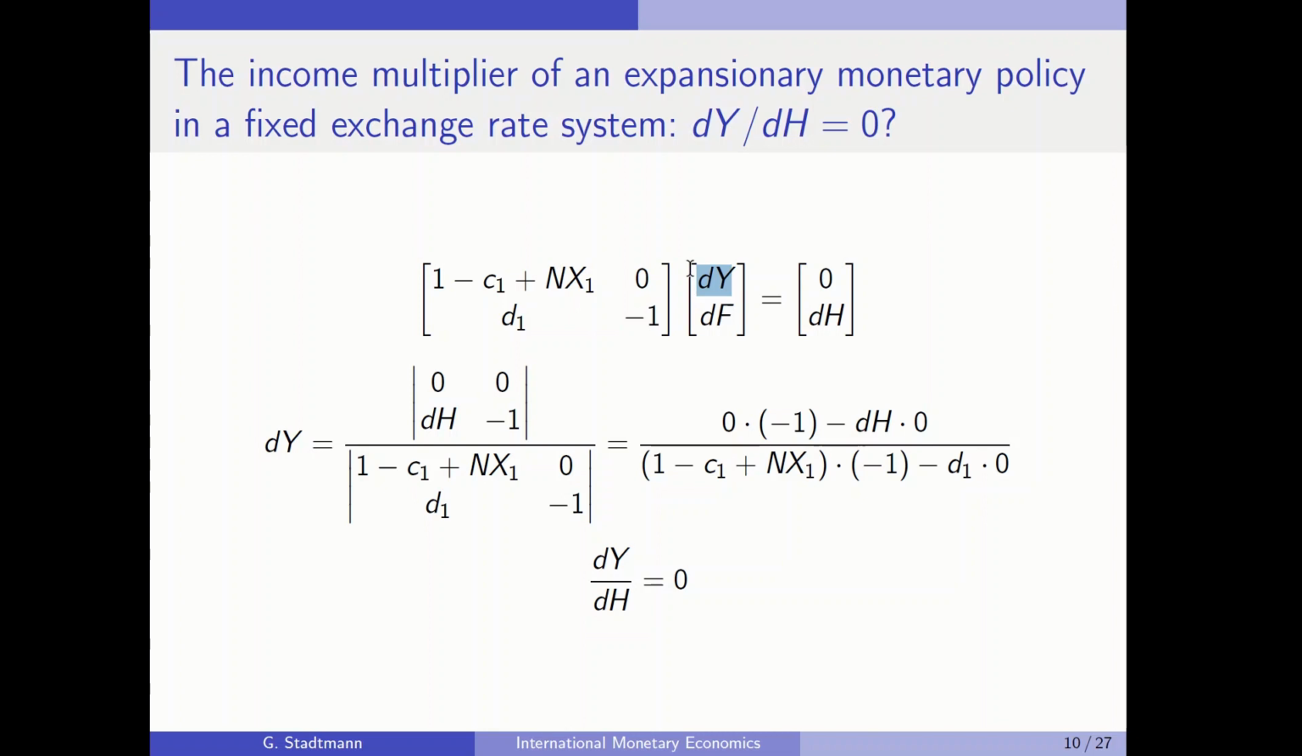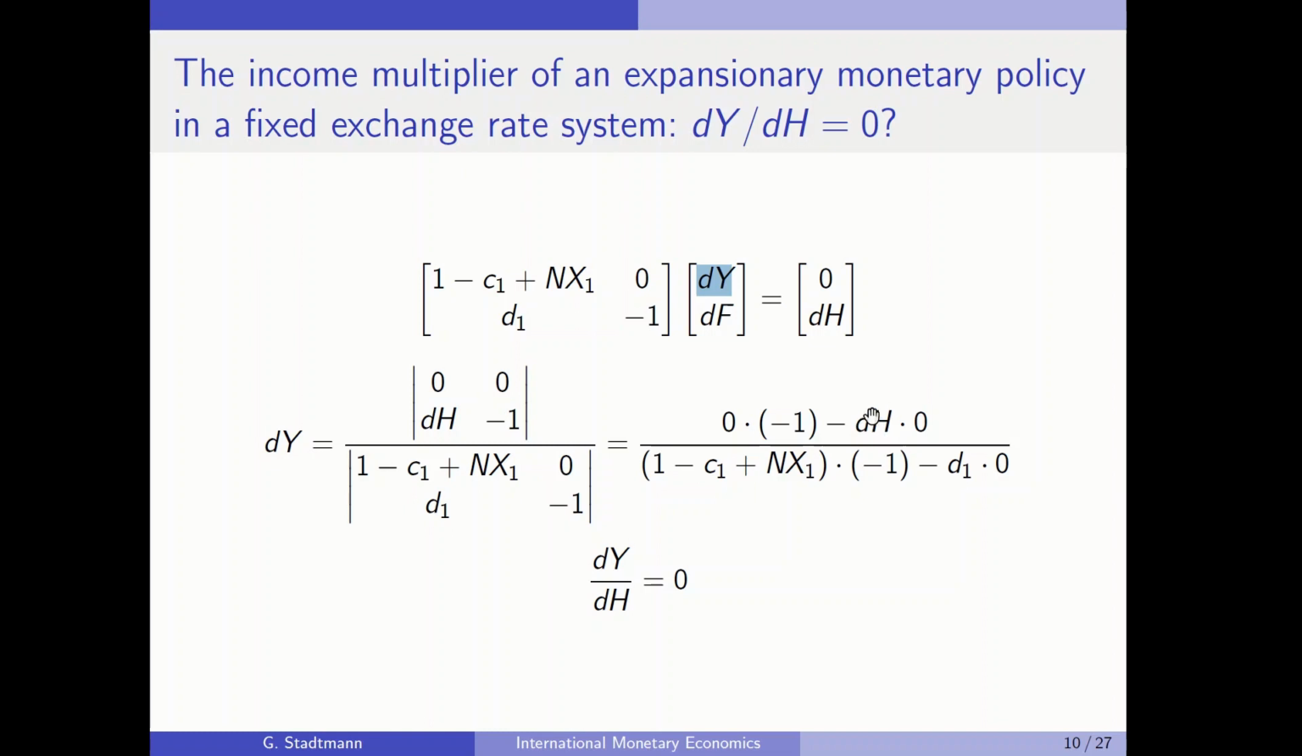The y variable is located on the first position. Therefore, Cramer's rule tells you to take the solution vector and insert this element in the first position of the coefficient matrix. Then we have to compute the determinant of the changed coefficient matrix and divide it by the determinant of the unchanged coefficient matrix. So let's compute the determinant: 0 times minus 1 minus dh times 0. And then in the denominator, 1 minus c1 plus nx1 times minus 1 minus d1 times 0.